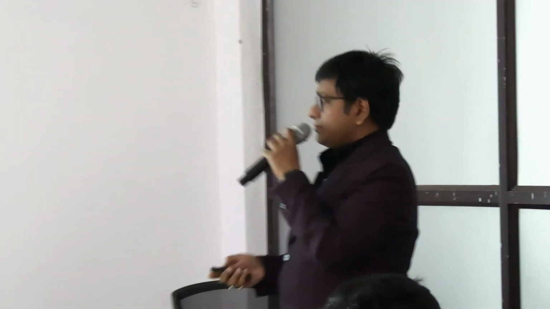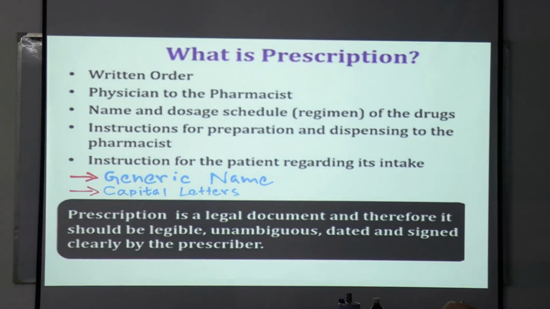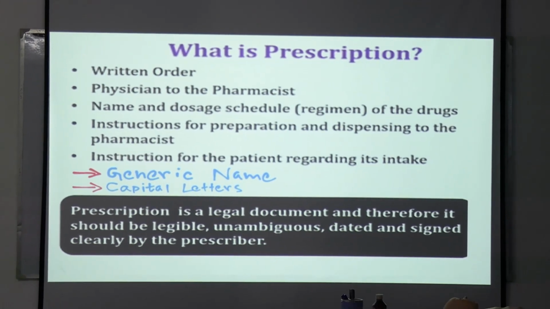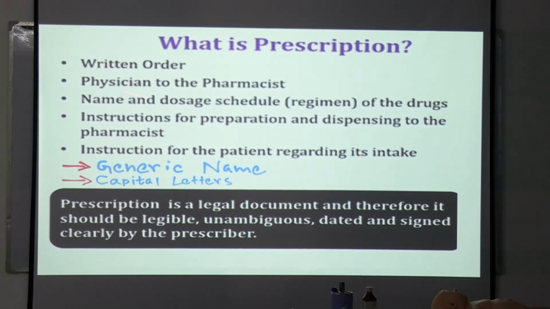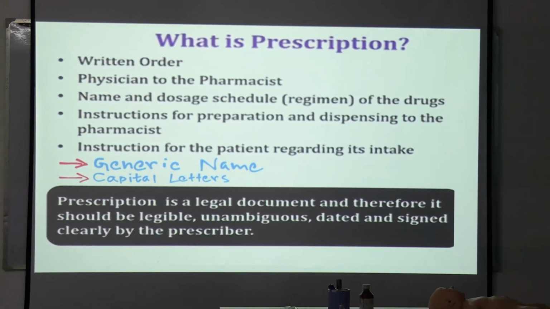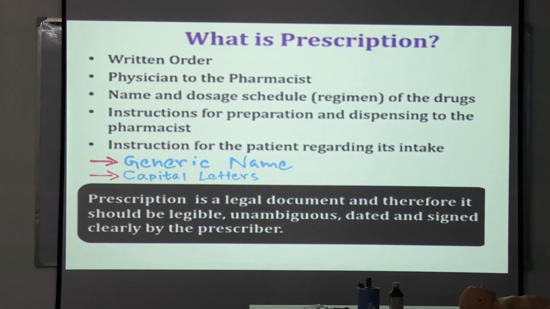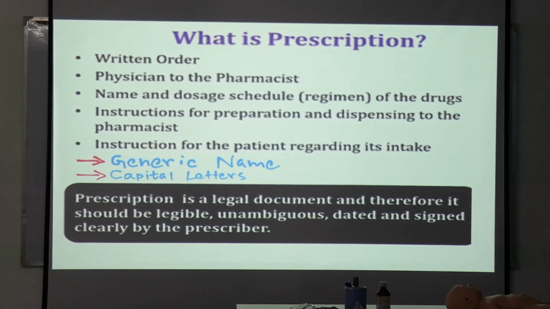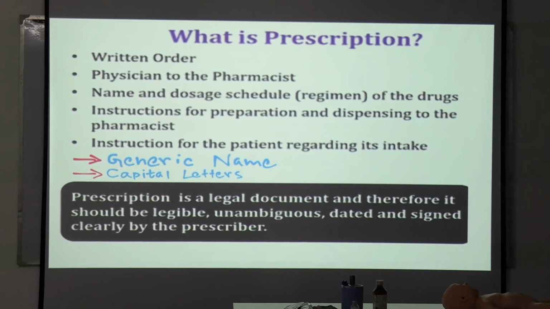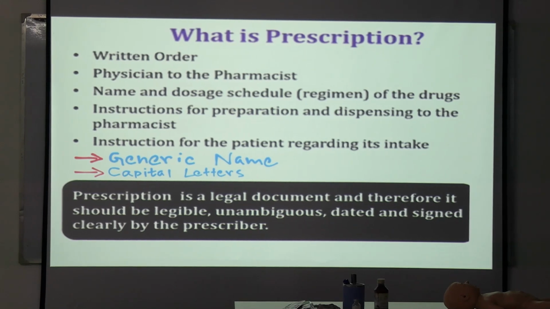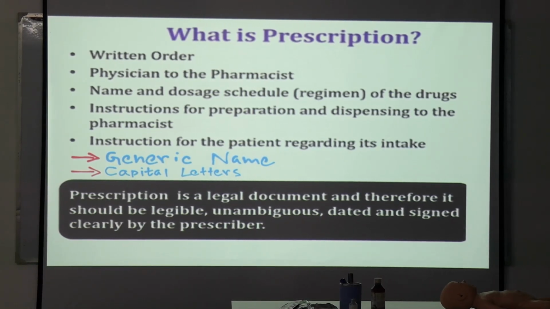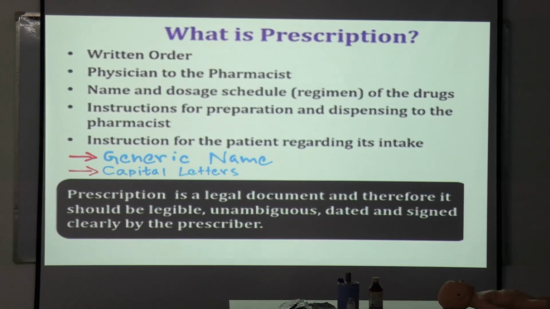So first of all, what is a prescription? These are the points on which you define a prescription. First of all, it's a written order. All of you have seen prescriptions, all of you have visited doctors, many of your parents might be doctors, so all of you have seen many prescriptions. So basically it's a written order. You can write it manually, you can write it digitally, but it's a written order.